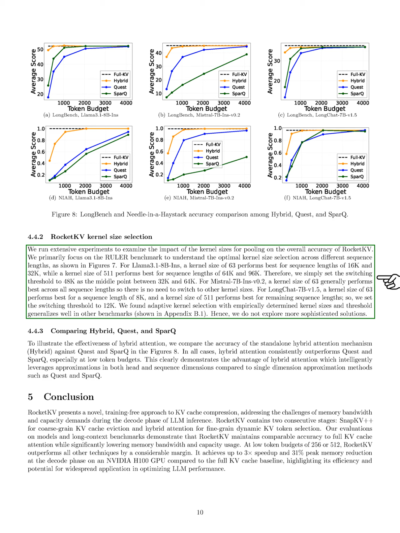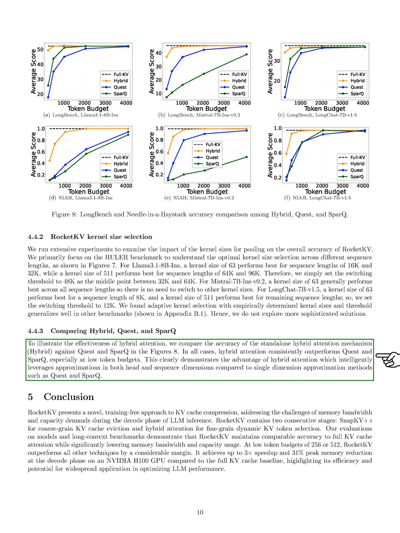For LongChat 7B v1.5, a size of 63 is best for 8K and 511 for longer lengths, leading us to set the switching threshold at 12K. We found that our adaptive kernel selection, based on empirically determined sizes and thresholds, generalizes well across other benchmarks, so we did not pursue more complex solutions.